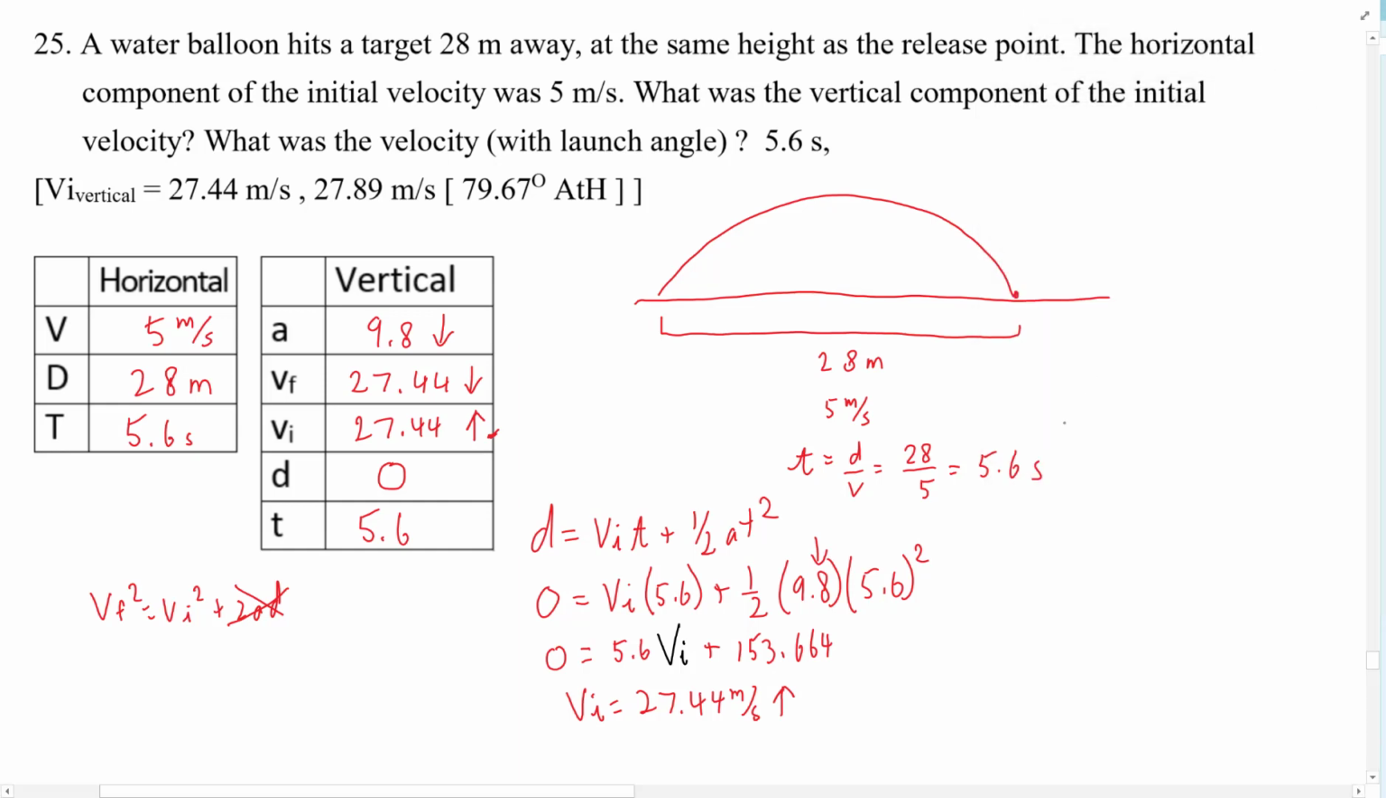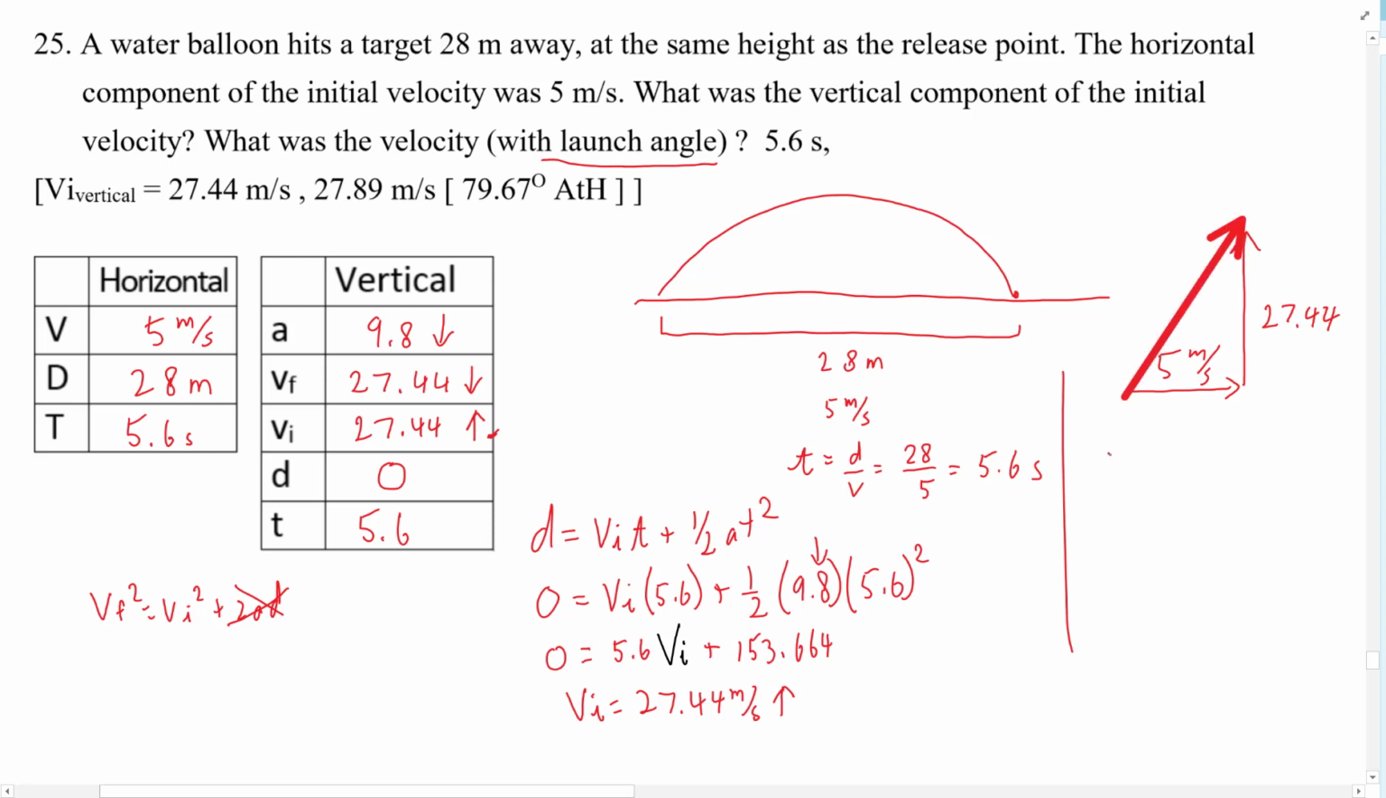So it's asking for the final velocity. So it's still going at 5, but it lands at, what was the launch angle. So this is not the final, we want the initial. The initial is 27.44, so we have to Pythagorize that. I love that term, Pythagorize. We want that, the hypotenuse.